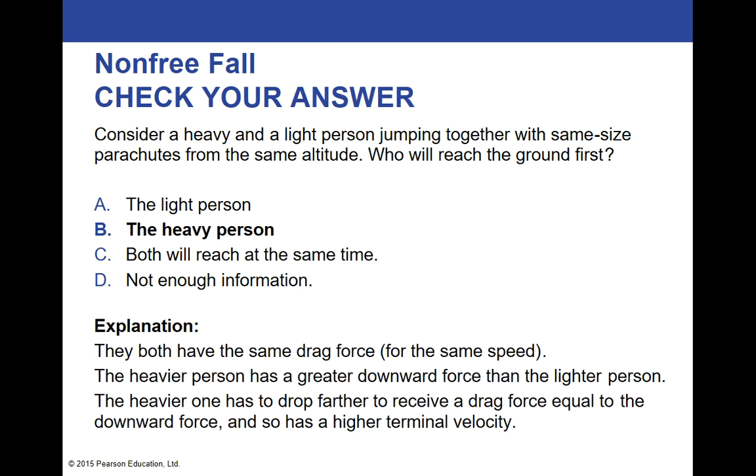If this was free fall, we would say they reach the ground together. But in this case, the heavy person has a larger downward pull from gravity. The heavy and the light person end up with the same drag speed, so the same drag force. So the heavier person ends up with a larger net force and a higher terminal velocity. Larger net force, higher terminal velocity. And so this heavier person will reach the ground first, will accelerate more.